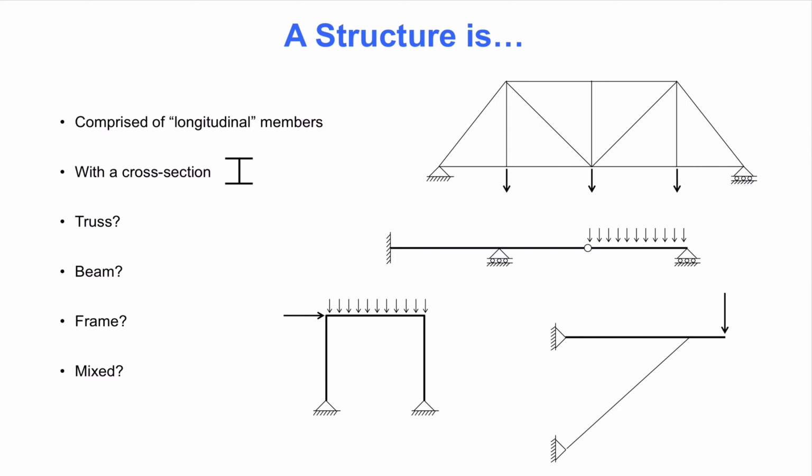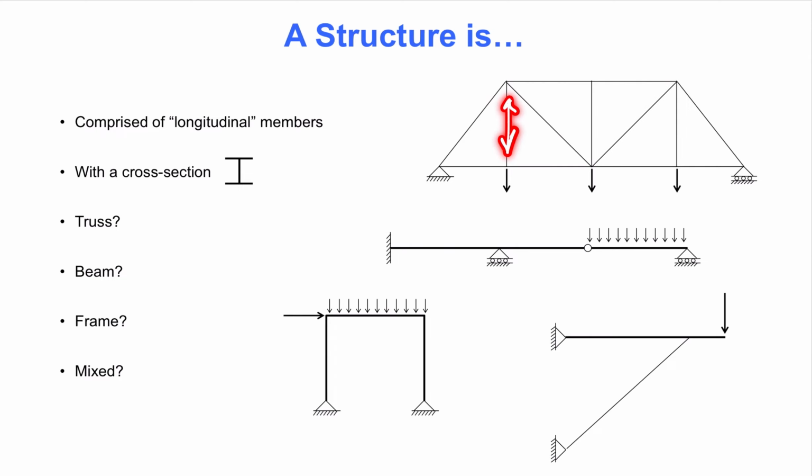For example, what is a truss relative to a frame? The answer is that truss members can take only axial force. Truss members cannot carry load by bending moment and shear force. This is a typical example of a truss structure.